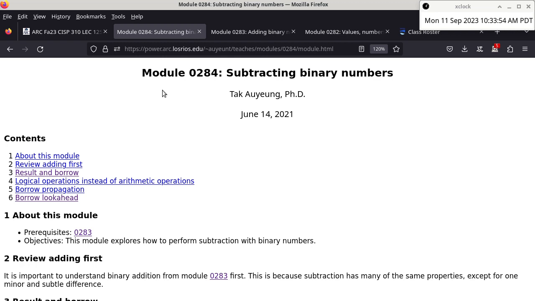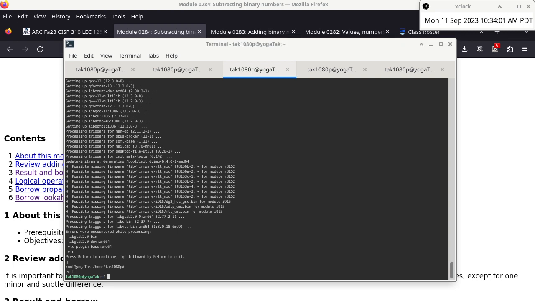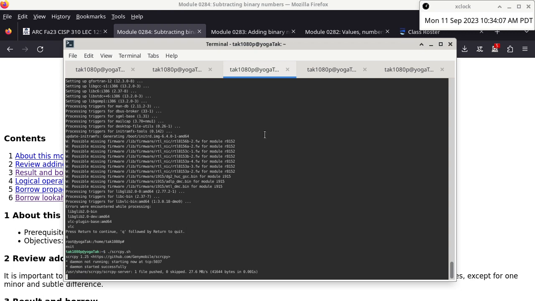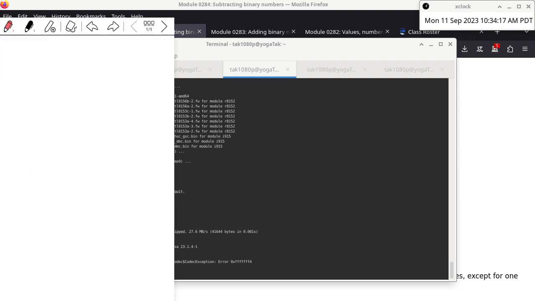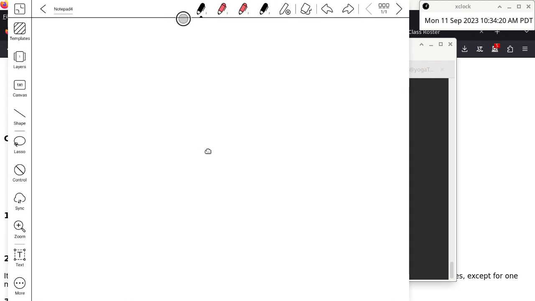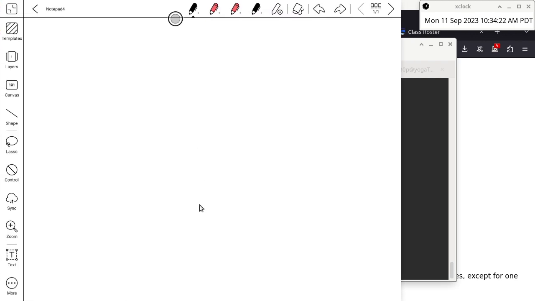So now let me start up my tablet. Okay, where's my terminal? There we go. All right, so we'll start up the tablet. And I have to find a way to open it where I need it to be so that I don't have to move it every single time, but that's okay. It's not too big of a deal.